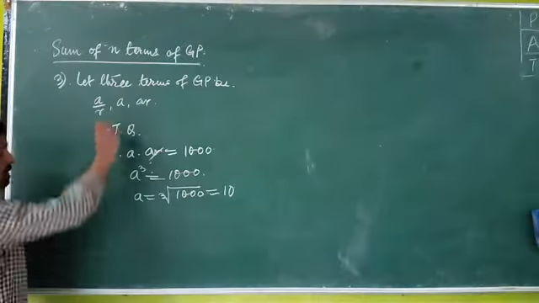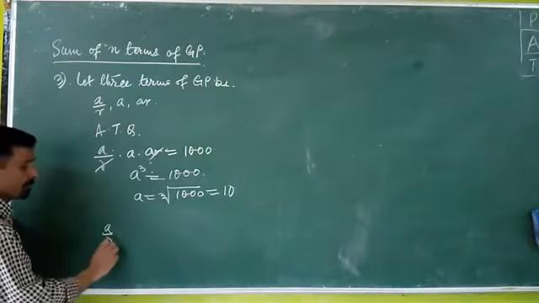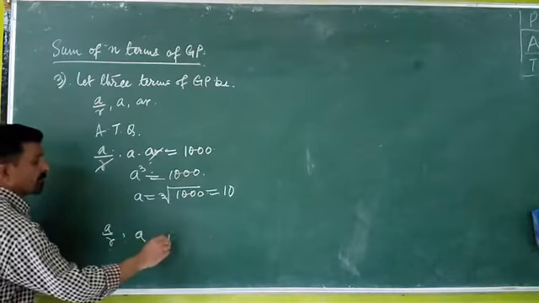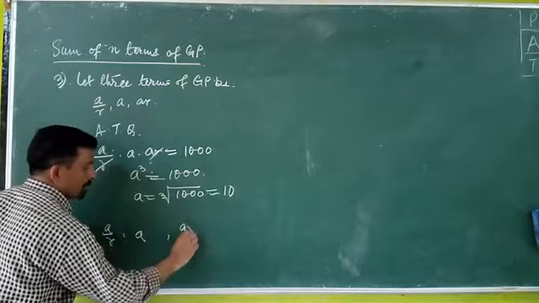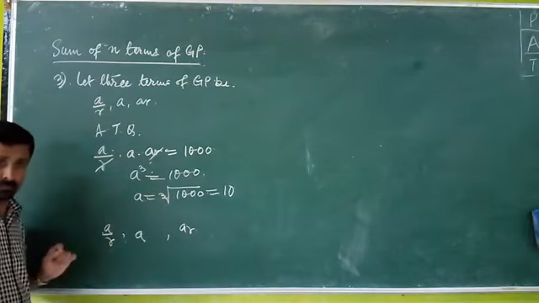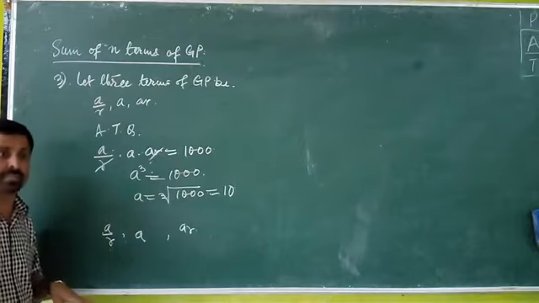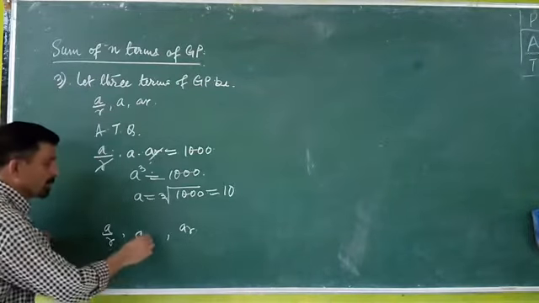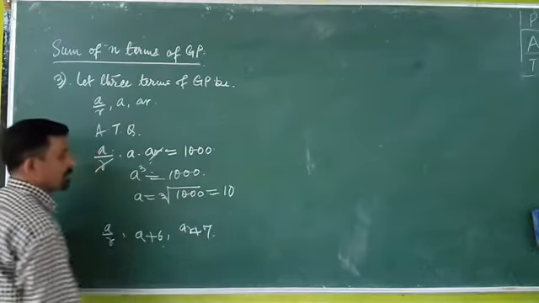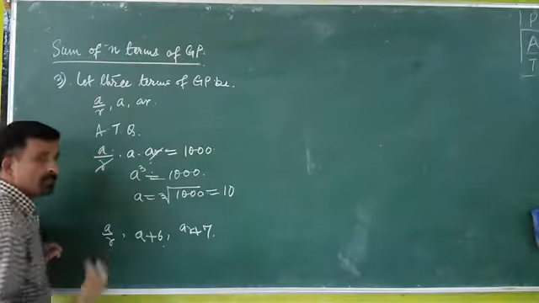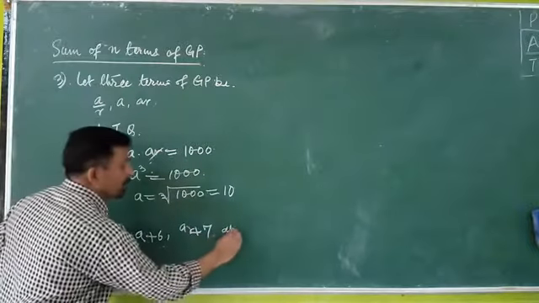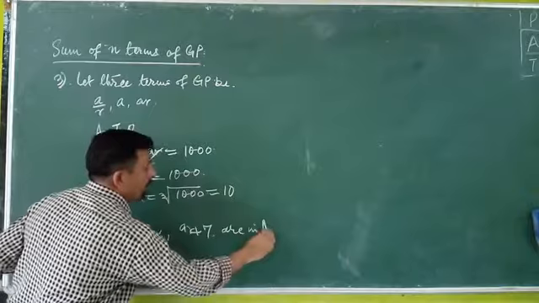According to the question, the first term was A over R, the second term was A, and the third term was AR. Now, according to the question, we are going to make changes in these three terms. The first term remains as it is, do not touch it. To the second term, you have to add 6, and to the third term, you have to add 7. So it got changed, no? Yes, sir.